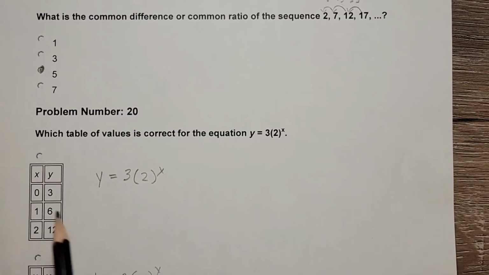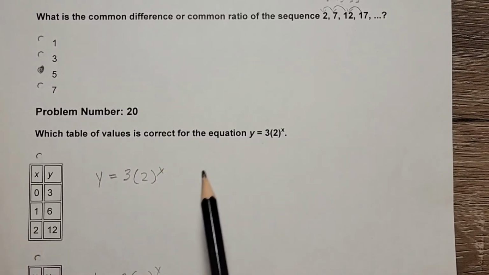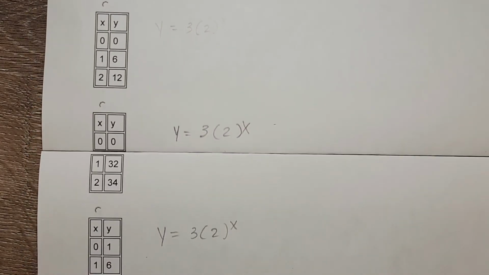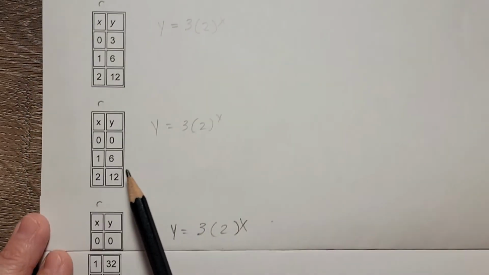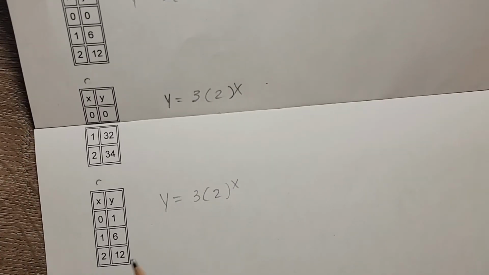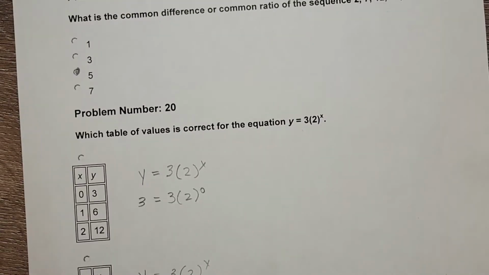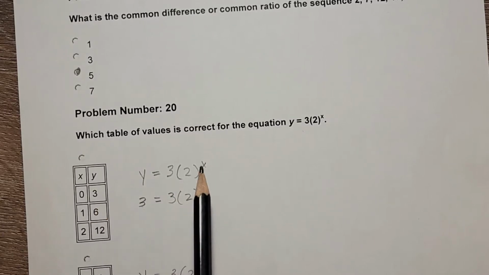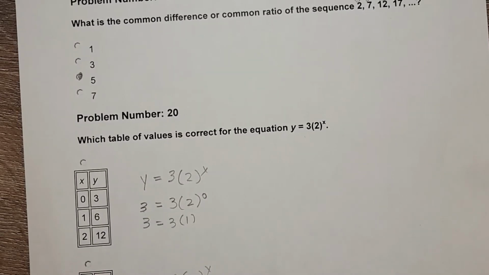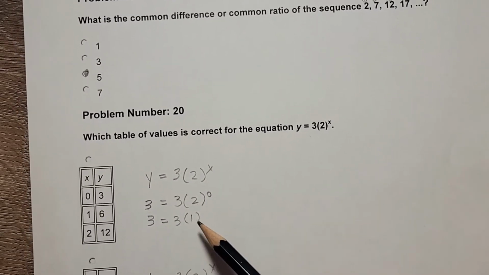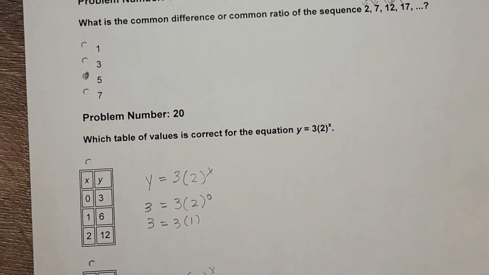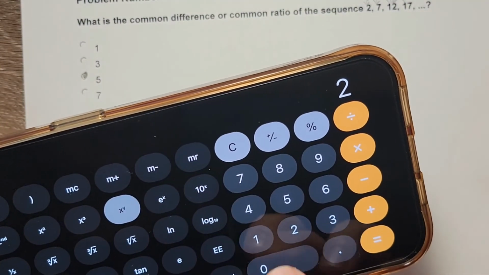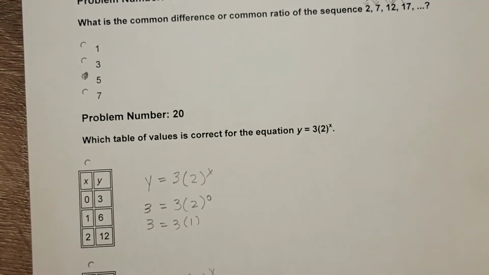Okay, on problem number 20, which table of values is correct for this equation? I took the time to go through and write the equation by each table of values because we have to substitute each set of numbers into the equation to solve. Okay, on this equation I substituted the y as 3 and the x as 0. Okay, that gave me 3 equals 3 to the power 1, 3 times 1. How did I get 1 from here to here? Use your calculator. Take 2, put it in the power of 0, and you get 1. That's how I got the 1.